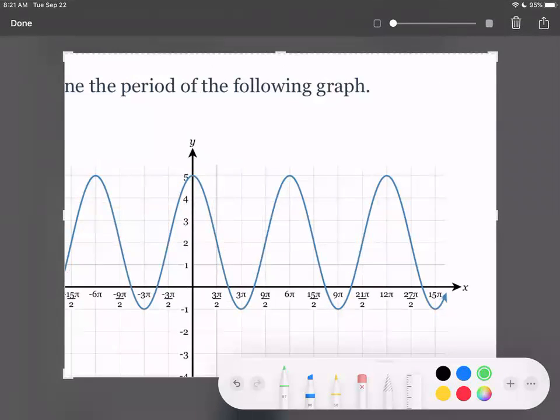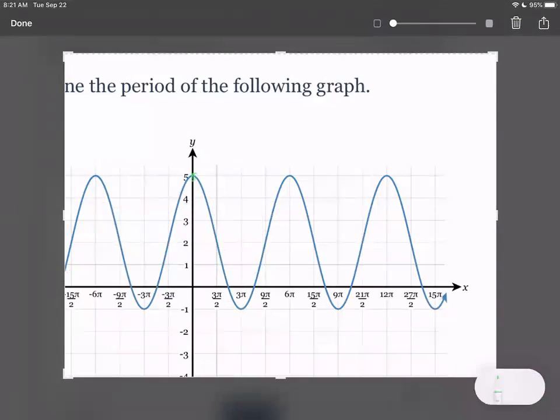One of the easiest ways to do it is to take a look at top until top. How long is this? This is one period. What is the length of this? You can just use the distance between those two top points, okay? And so let's take a look at this x value. This one is at 6 pi.